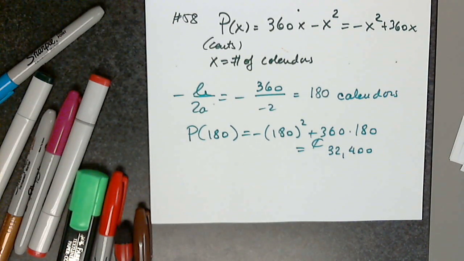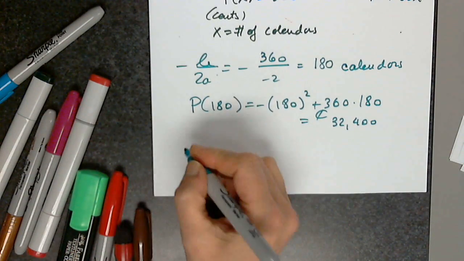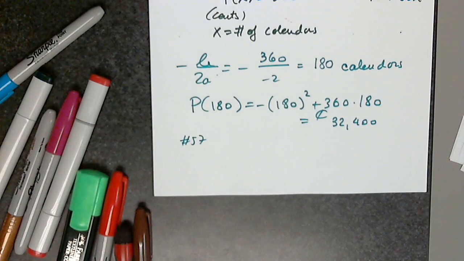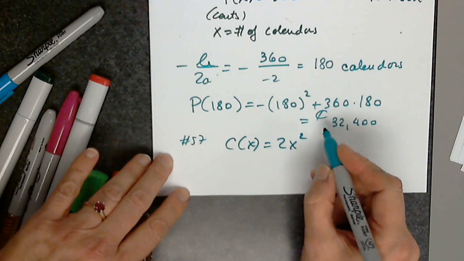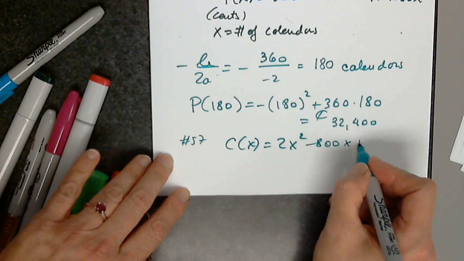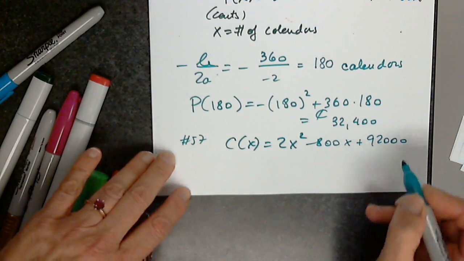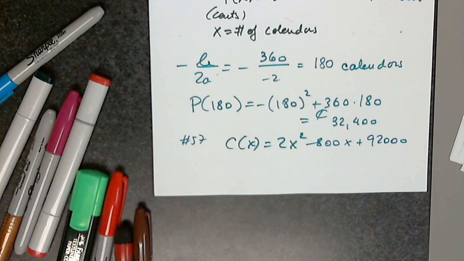The cost C in dollars of manufacturing, let's do one more, 57. And then we go back to graphing. The cost C in dollars of manufacturing X bicycles is given by the function C of X, 2x squared minus 800x plus 92,000. First question. Find the number of bicycles that must be manufactured to minimize the cost. And find the minimum cost.